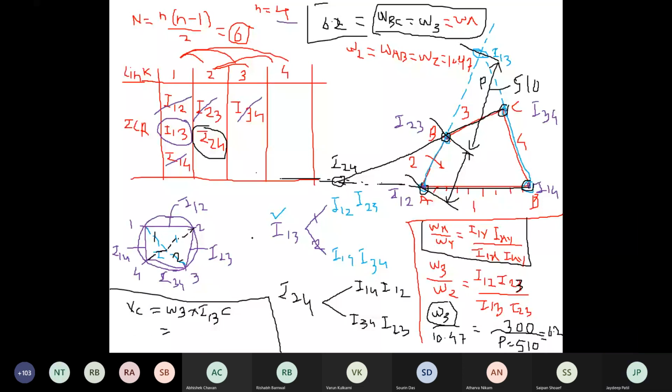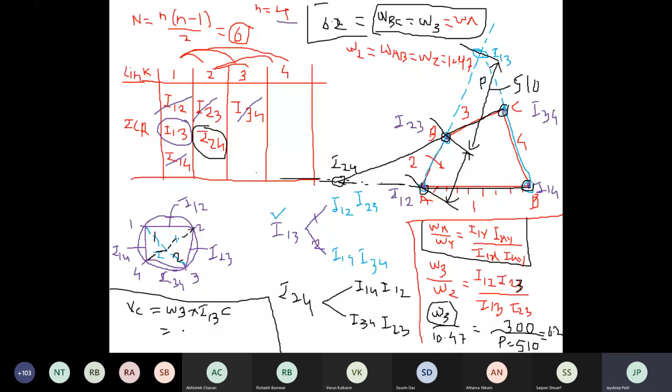Okay. 360. Velocity C कितना है? 360 I13. I13 से C का डिस्टेंस. I13 to C distance is your 360. Okay. 360 means you have to convert it into meter and tell me the answer. कितना आएगा यहाँ पे?